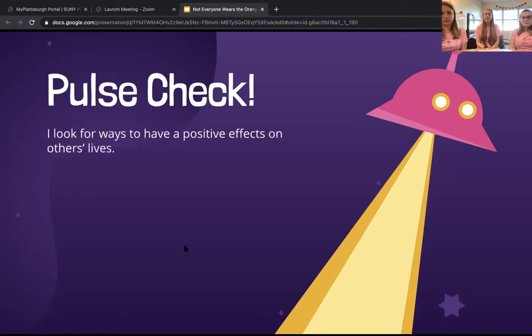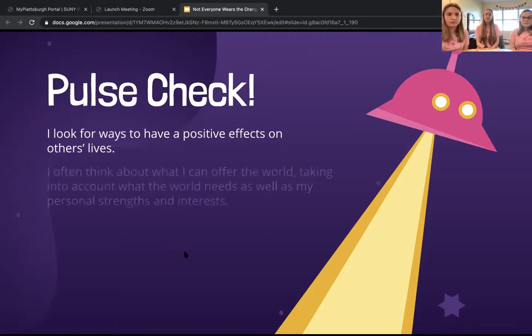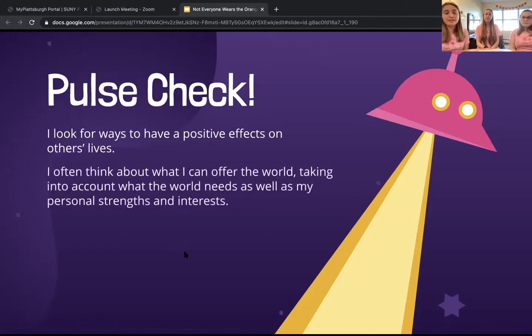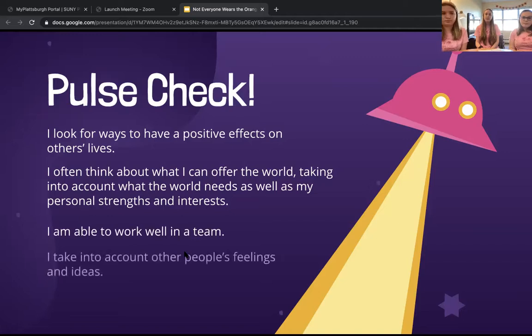I look for ways to have a positive effect on others' lives. I often think about what I can offer the world, taking into account what the world needs, as well as my personal strengths and interests. I am able to work well in a team. And I take into account other people's feelings and ideas.